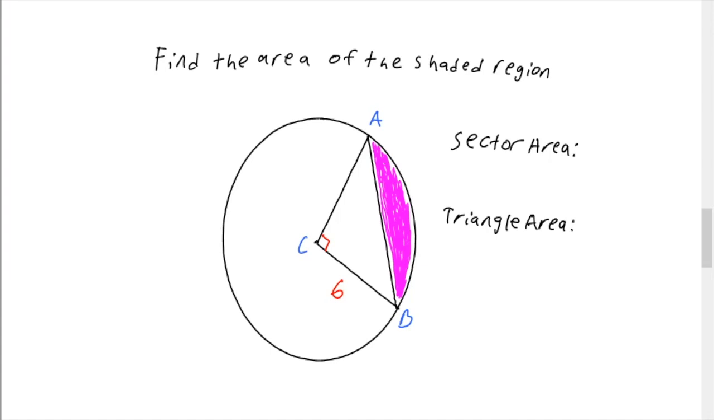So remember, for sector area, what we'll have to do is pi r squared times theta over 360. So it's going to be pi times 6 squared times 90 over 360. So that'll give me 6 squared is 36 times 90 divided by 360. So 90 over 360 is just a fourth, and then so 36 divided by 4. That would give me 9 pi. So that's a sector area of 9 pi.